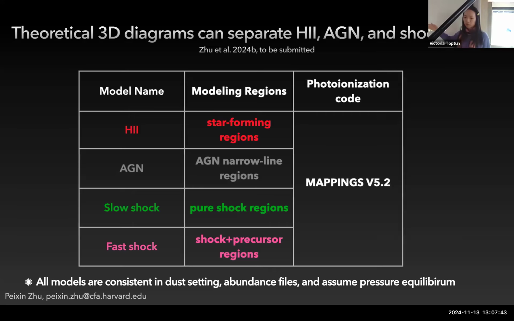As I said, the difference between the fast shock and slow shock models is that fast shocks have a precursor contribution, while the slow shocks only have a pure shock contribution. All these models are calculated with the same photoionization code, MAPPINGS 5.2. They also have consistent dust settings, abundance fields, and pressure equilibrium.